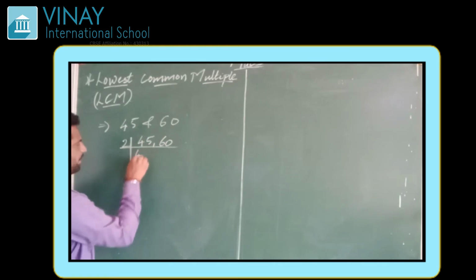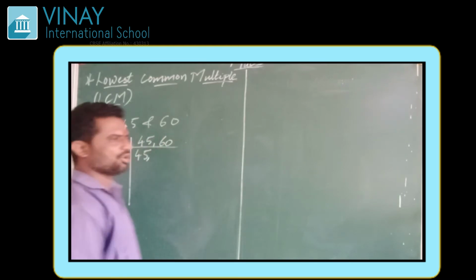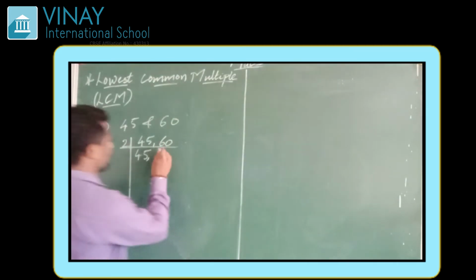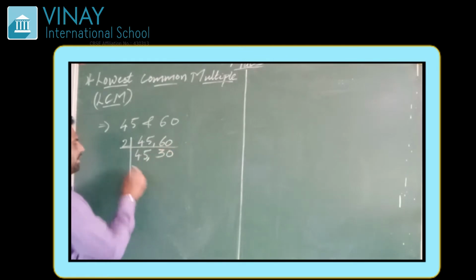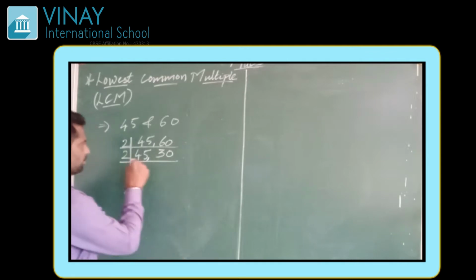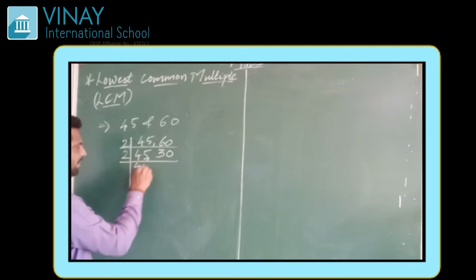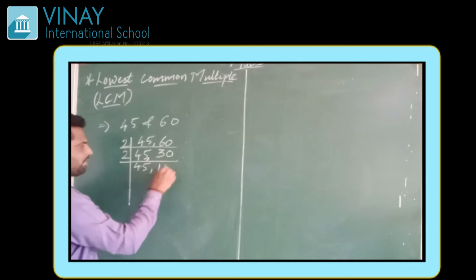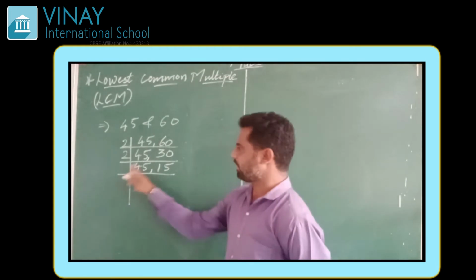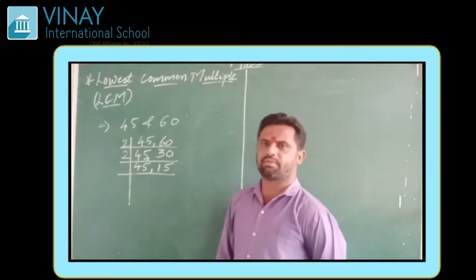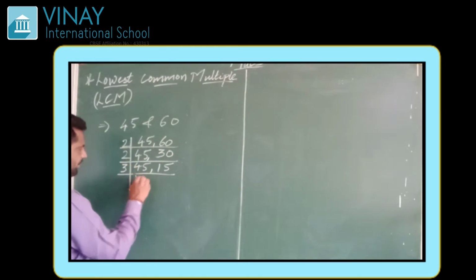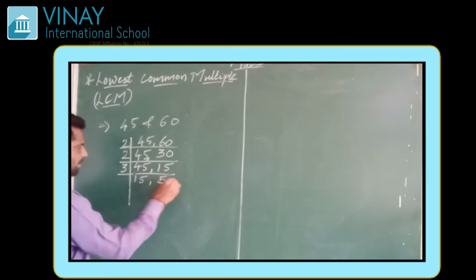45 will remain as it is, as it is not divisible by 2. 60 is divisible by 2, so we will write 30. Again 30 is divisible by 2, so 45 will remain as it is and it will be 15. Now both numbers are not divisible by 2, but both are divisible by 3. We will divide by 3. It will be 15 and 5.